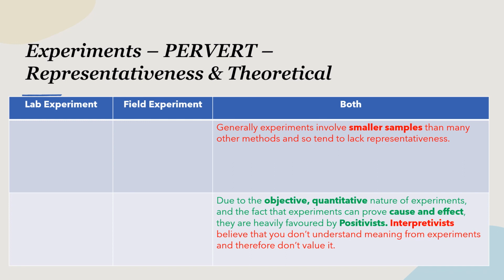And they also say you can't see meaning, you don't get to understand what the actual participant thinks or feels, you don't get to understand what's in their head with an experiment. You don't get to learn why, you just get to learn what. Positivists, though, are very happy with it. It's objective, it produces quantitative data, so it fits with the positivist view of what sociology should be and how sociological research methods should be done.